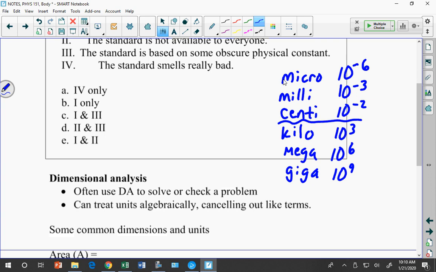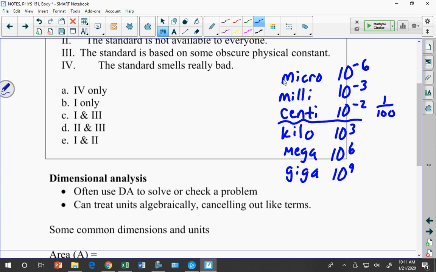Centi is sort of the one that stands out because we have 6, 3, 3, 6, 9, so we have this minus 2. What this means is the 10 to the minus 2, for example, in a meter: a centimeter is 1/100th of a meter. A centimeter, which has the centi prefix, is 1/100th. That's what 10 to the minus 2 means. It means 1 over 10 to the 2, or 1 over 100. So a centimeter is 1/100th of a meter. Or you can think of it, like I like to, that there are 100 centimeters in a meter.